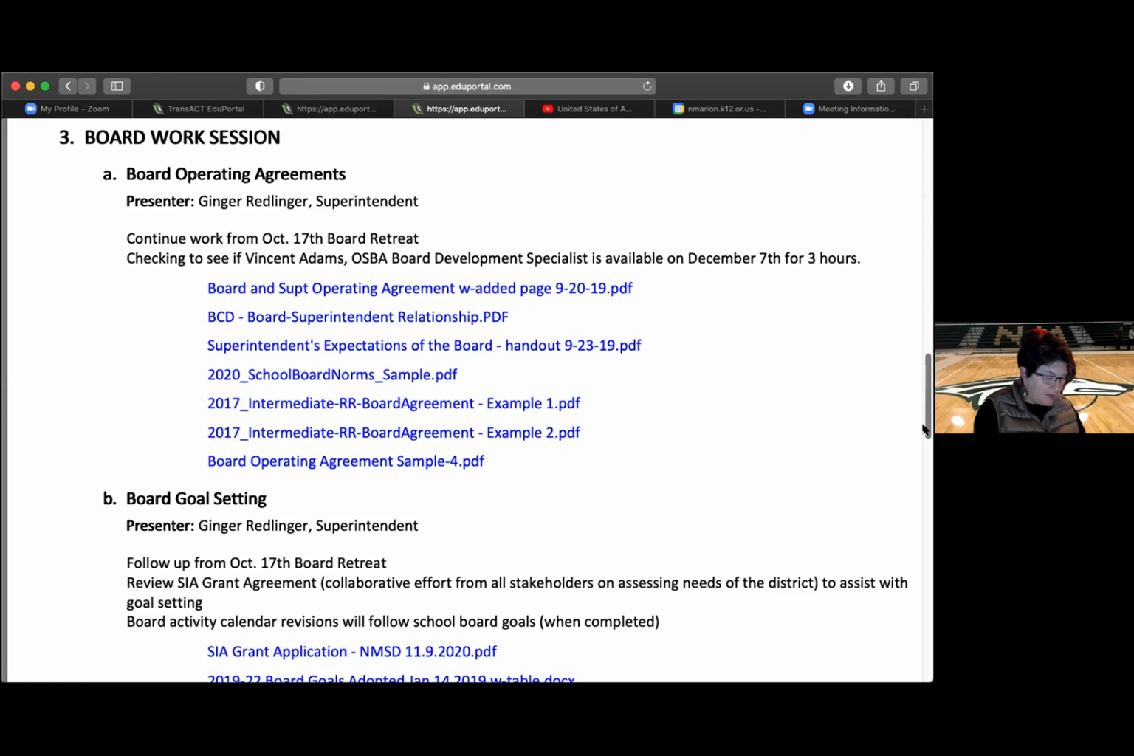And I would like to call your attention to 3 documents. Pointed out with my cursor here. School board norms. Oops, hang on, I'm admitting somebody. This one, school board norms. And then the 2017 intermediate board agreement form, example 1, and the board operating agreement, sample 4. So let me show these to you.